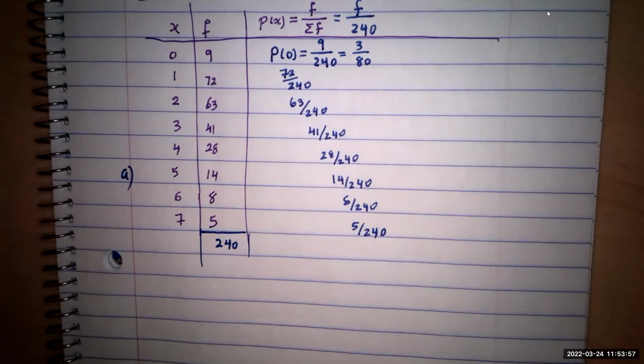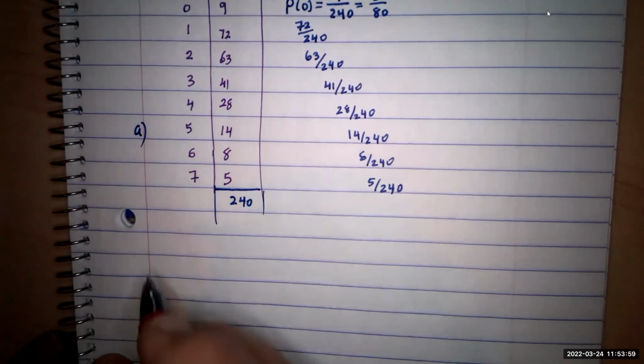Part two, they ask a probability question. They ask you to compute the probability that X is between 2 and 5. 2 and 5 are included. So you want to find the probability that 2 is less than or equal to X, less than or equal to 5.